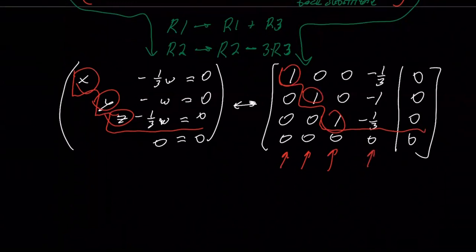I'm going to go ahead and tell you the terminology because it's going to come up all the time. These things are called pivots. These are called pivot columns. And this is a free column. It's called free because there's no pivot in it. And I want to talk about what this means. How do we interpret this?